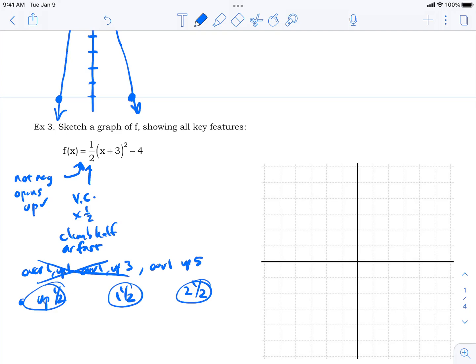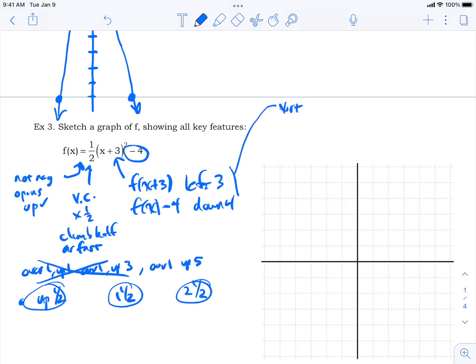Now this is cool. Remember what happens when you take a function and you plug in an x plus 3 instead of just an x. In other words, you replace the x itself with an x plus 3. Do you remember what that does? From the last homework. That's going to go left 3. And this minus 4 at the end, that's kind of like taking a function and just subtracting 4. And you remember what that does? That goes down 4. So the vertex has been moved. It's not at 0, 0.